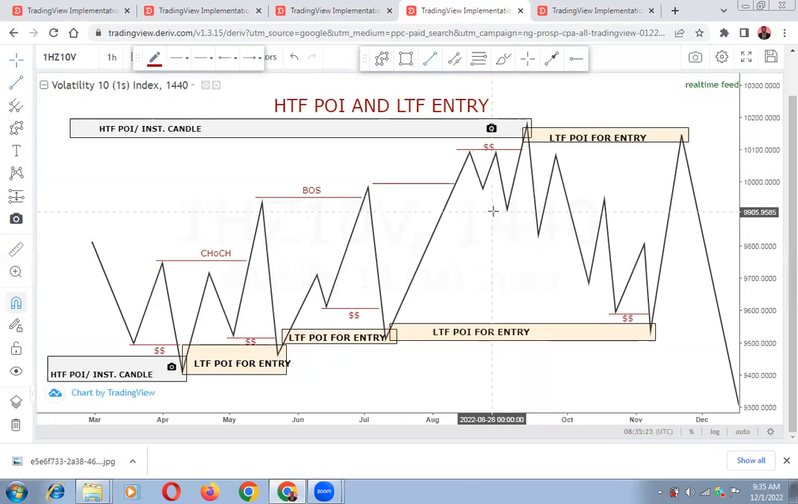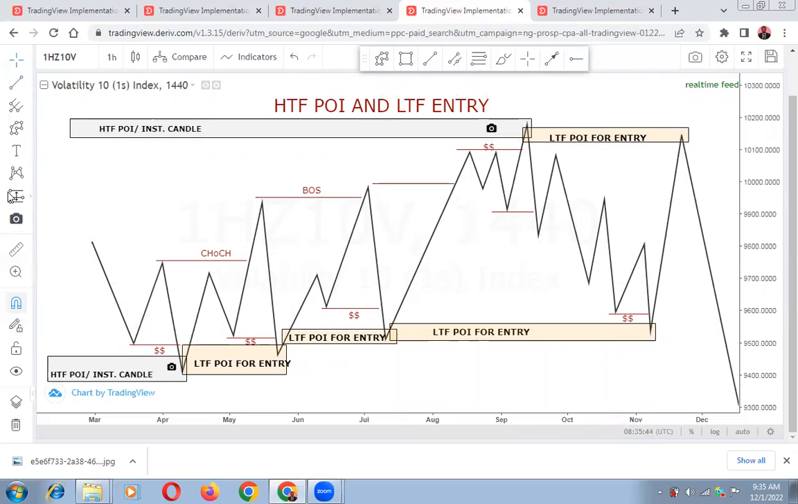This was a market shift, or a shift in market structure, or change of character. You can call it a break of structure. The market came back and traded into this lower time frame point of interest after sweeping liquidity.